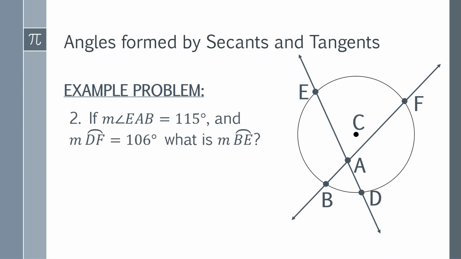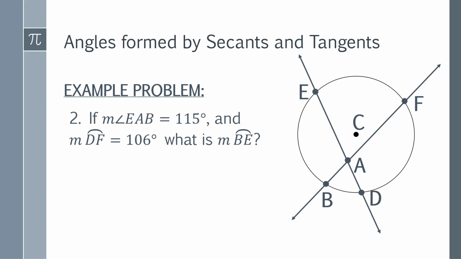Next problem. If measure of angle EAB is 115 degrees and the measure of arc DF is 106 degrees, how will you find the measure of BE? Please pause this video to try on your own. Whenever you're ready, please resume this video. Done already? Let's go to this part.